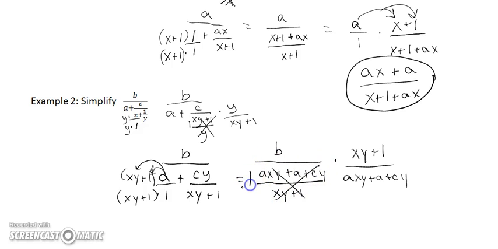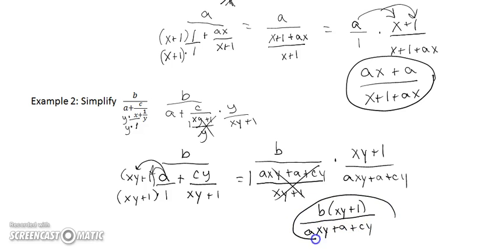So right now the b is really just over 1. So it'll be b times xy plus 1, and you can distribute or you can leave it factored. Either way is fine. axy plus a plus cy. And this would be your answer.